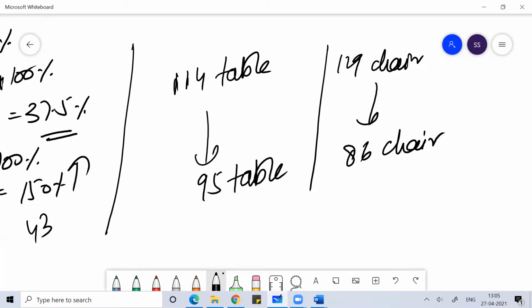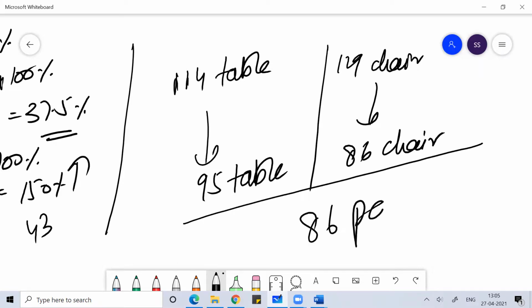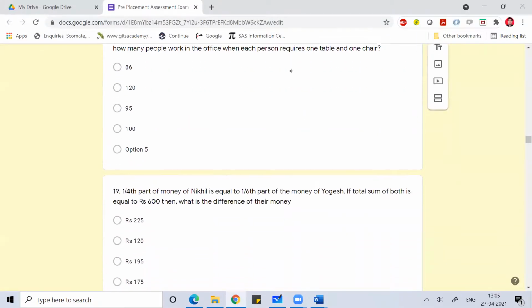Ultimately, if you want to make a pair of table and chair, how many pairs can you make? 86 pairs, right? To sit and do your work, you need one table and one chair. So the total pairs of table and chair where people can sit and work would be 86. Very good, Shruti. Very simple, very generic problem.